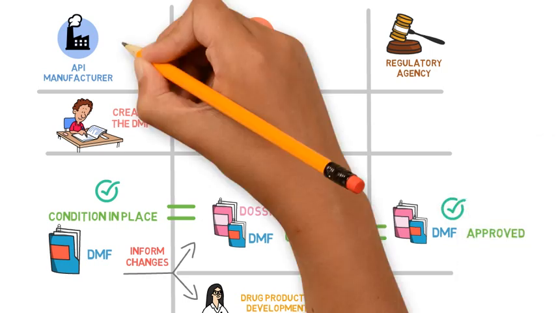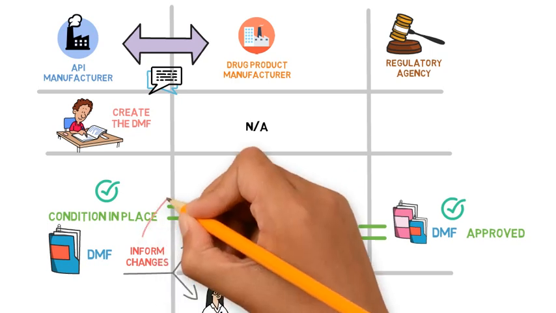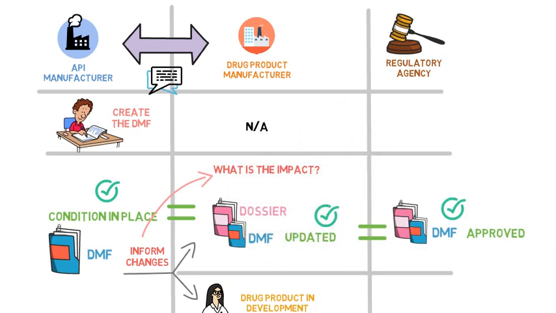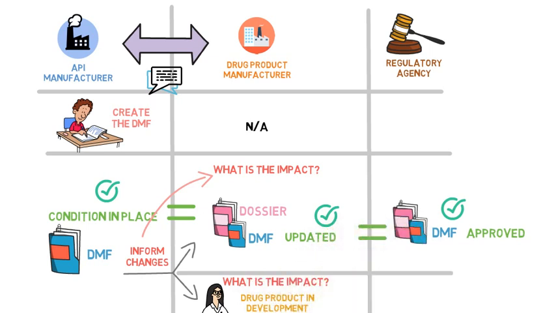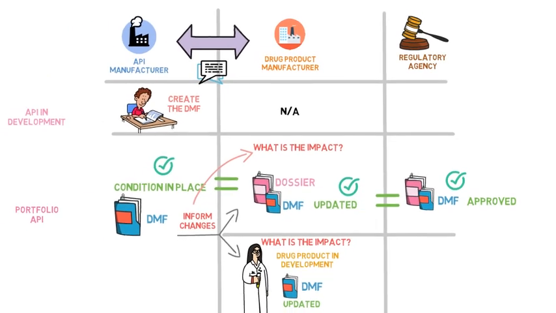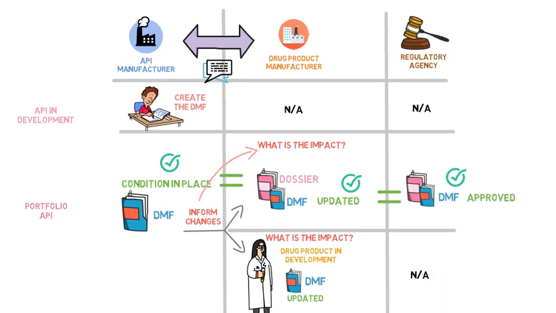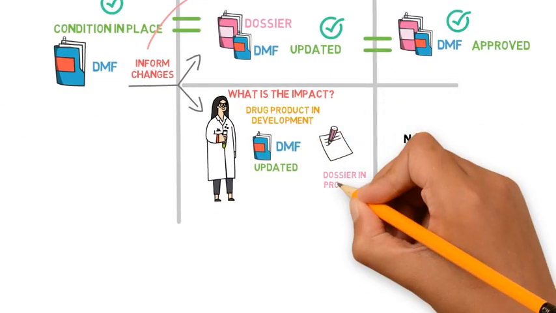For this reason, a very close relationship and an open communication between the drug product and API manufacturers must be in place, because any change in relation to the previous DMF version may potentially impact the drug product manufacturer, both in the case of a drug which was already approved and when it's still in development. If the drug product or API are still in development, there won't be a regulatory impact. But if the drug product was already approved, it's also important to assess if any variation procedure needs to be done and which kind.